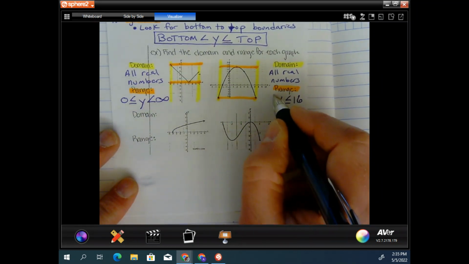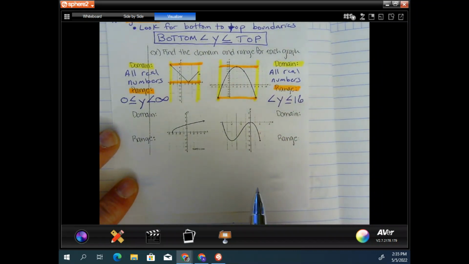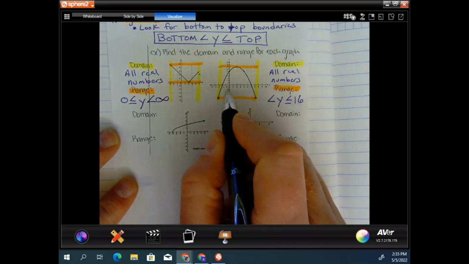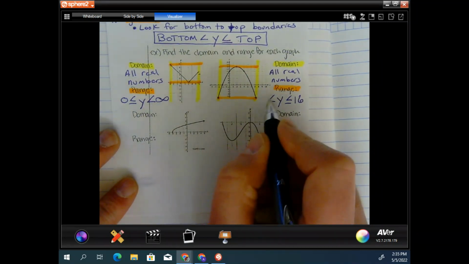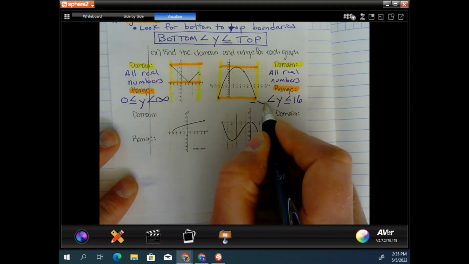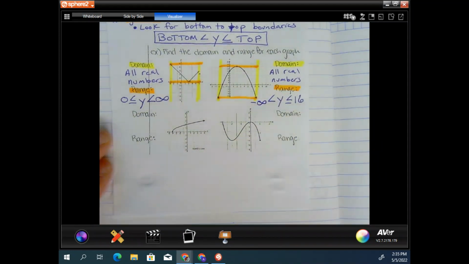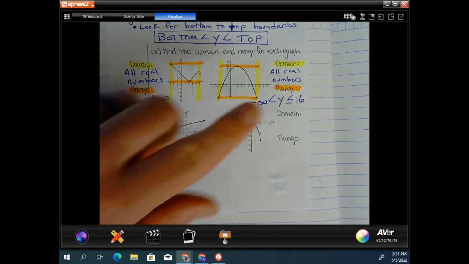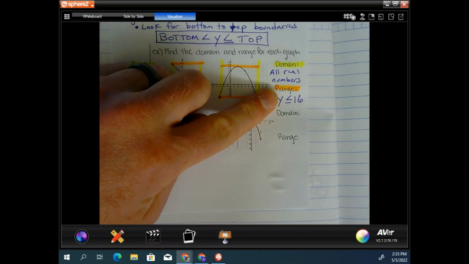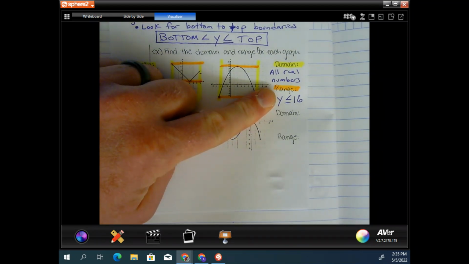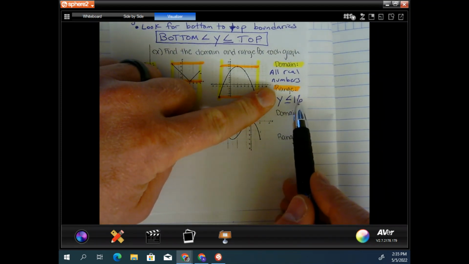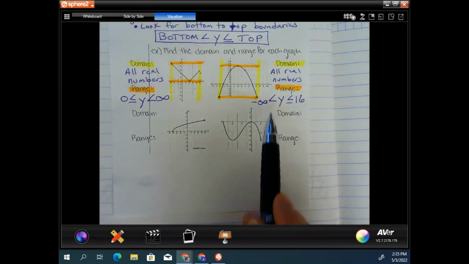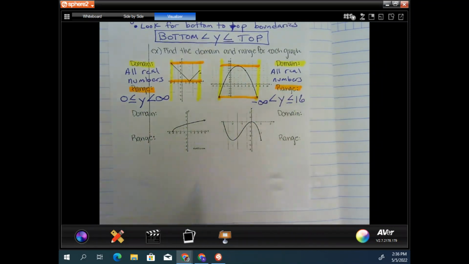So when I go to write this, I would put an inequality, and since the numbers are going more and more negative, it would be negative infinity. Now, you also could just write it exactly how it's seen right now, where y is less than or equal to 16. It's up to you if you would like to include that or not.